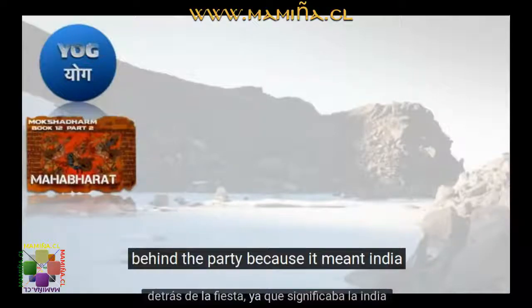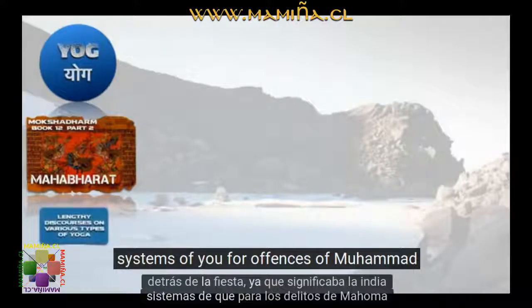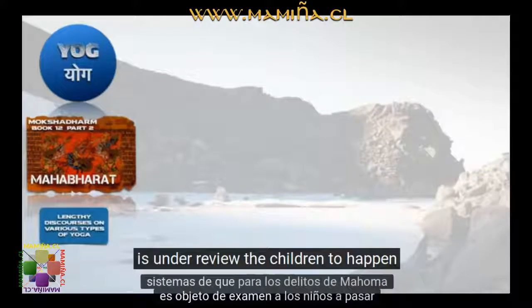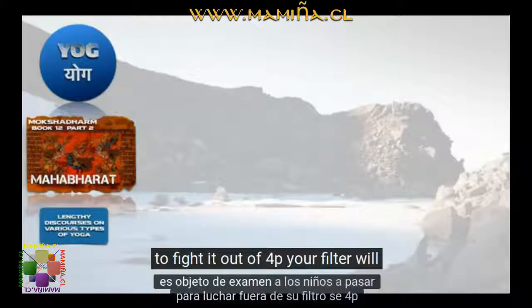Mahabharata, the Moksha Dharma, Book 12, Part 2, discusses in length various systems of yoga. Though the codified status of Mahabharata is unknown, scholars presume the Moksha Dharma to have been codified around the early parts of 4 BCE.